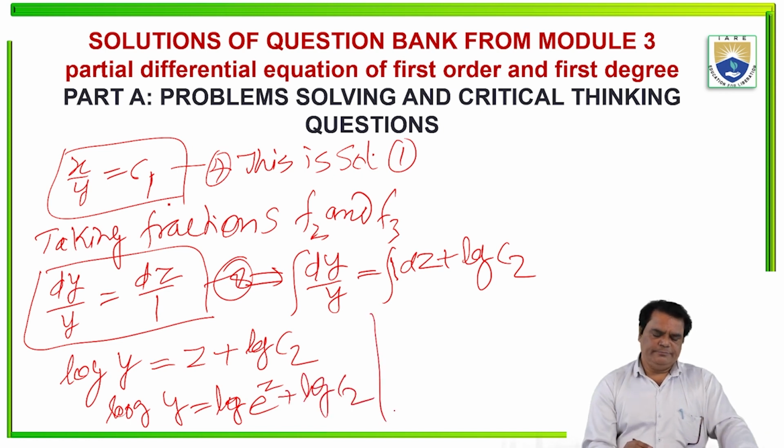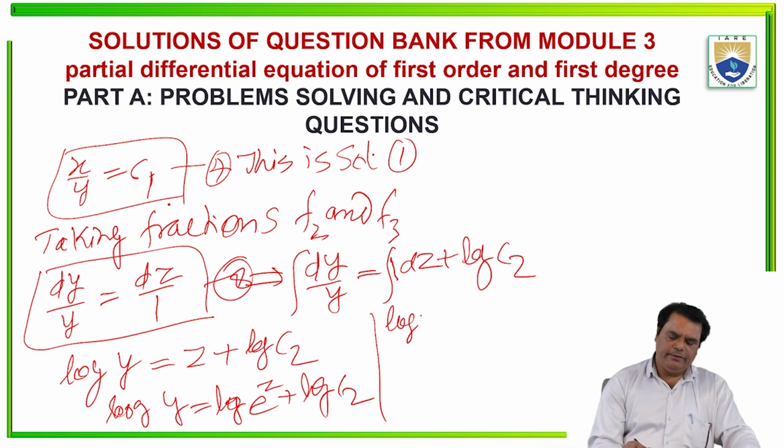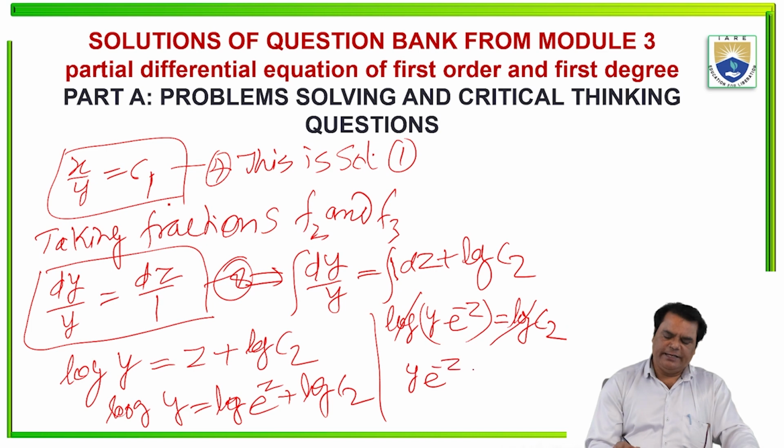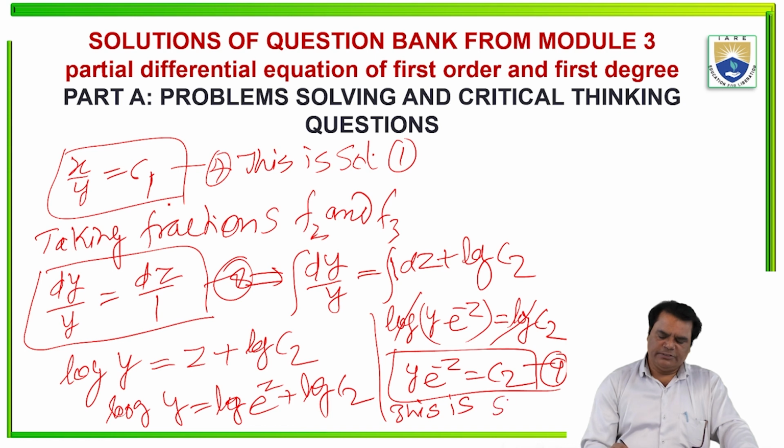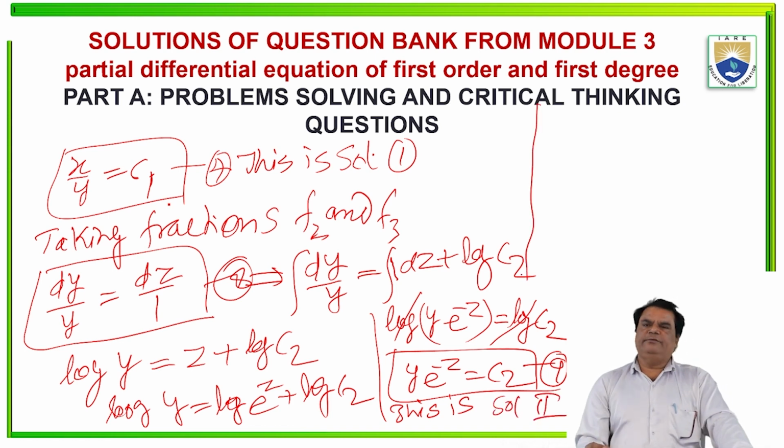So now here log y into e to the power minus z, we can write this, equal to log c2. Log and log cancel. y e to the power minus z equals c2. This is the second solution. This is equation 9. This is solution second.